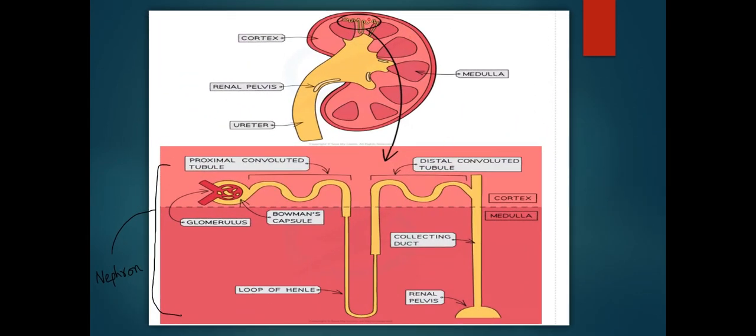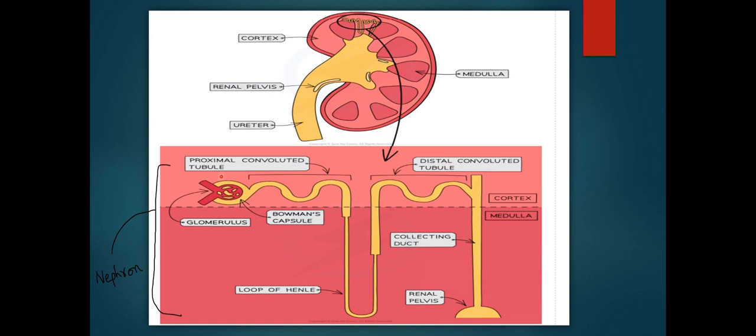Now this is a nephron here. You guys can see this one. This is the structure of a nephron, the whole one nephron. So what does the nephron consist of? Remember that this part of the nephron is in the cortex, and this part is in the medulla. The nephron has a few structures. Just memorize them really quickly.